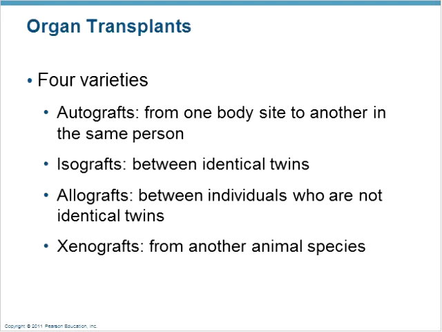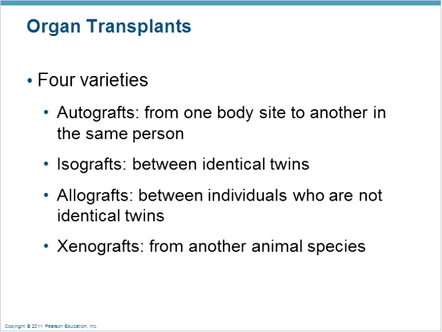A couple of variations we're going to talk about is really organ transplants. There are 4 types: autografts, isografts, allografts, and xenografts. Autografts are taken from one body site to another in the same person, for instance, a skin graft. Isografts are between identical twins. So if you have one who needs a kidney, you take the kidney from the identical twin. That's an isograft, and they'd be an exact match. Allografts are between individuals who are not identical twins, and xenografts are from one animal species to another.